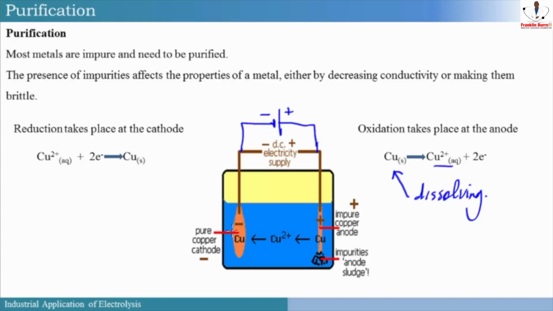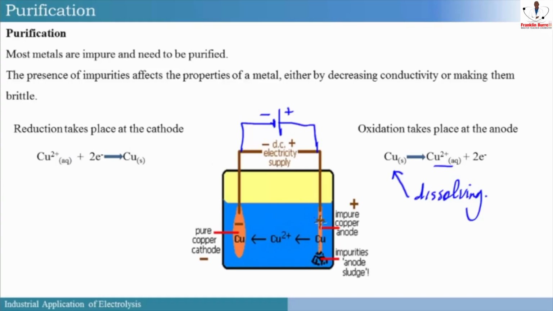As you can notice here, you'll see that the cathode is getting bigger in size because copper is being formed around it. So at the anode, you have a breakdown of your solid to ions, while at the cathode, you have a buildup of your solid from ions. And this explains the process of purification.